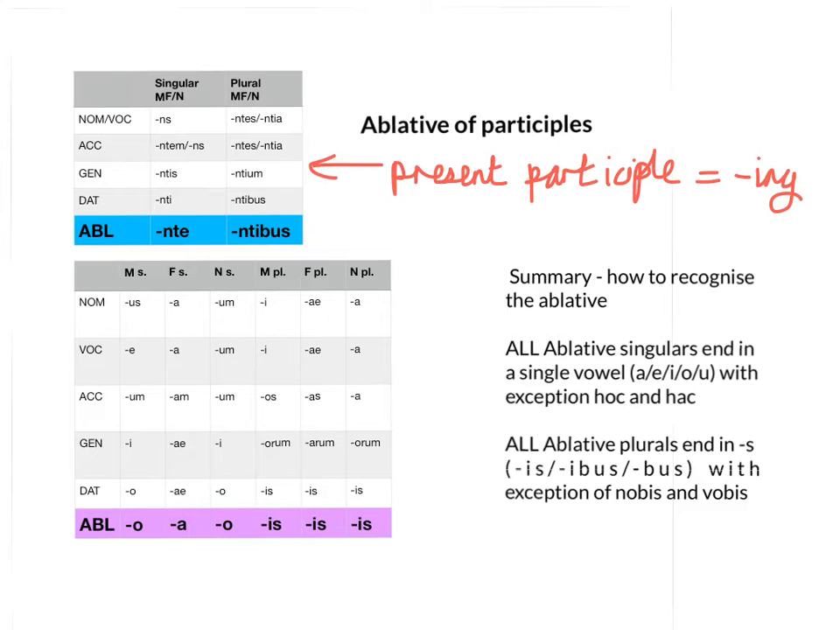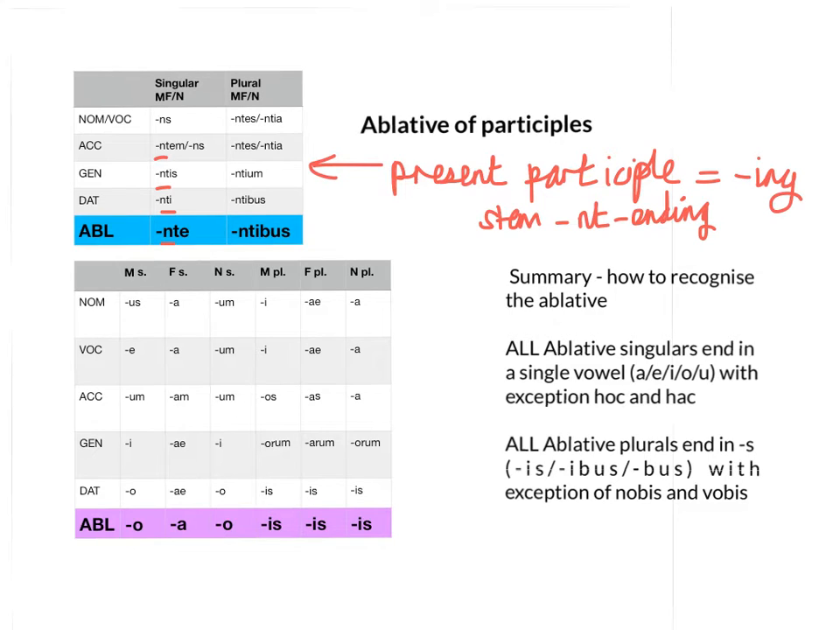And as you see from the table, every form of this, apart from the nominative singular and the vocative singular, has got the letters nt at the beginning of the ending. So you see a verb stem, then you see the letters nt, and after that you see an ending. And when you've got that combination of letters, you know you've got a present participle.